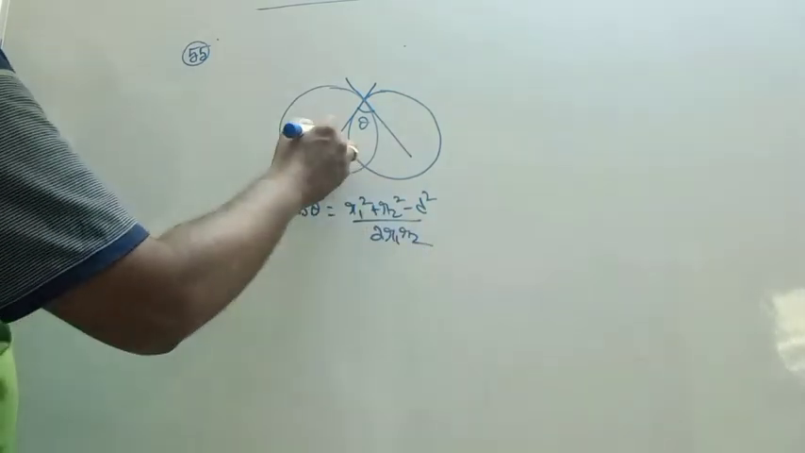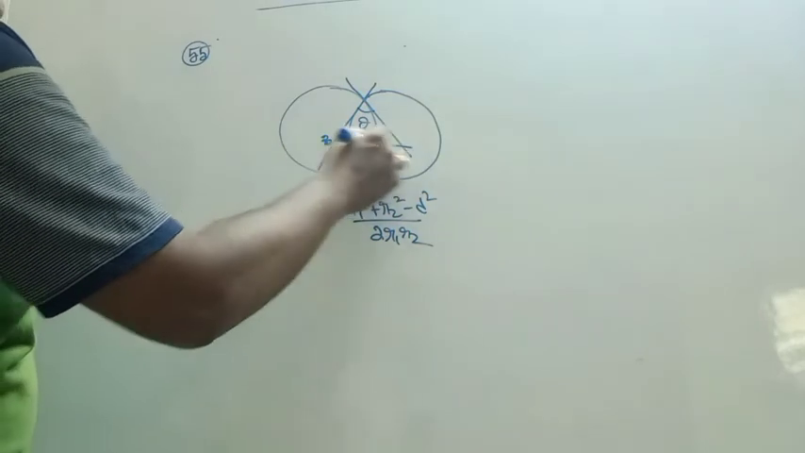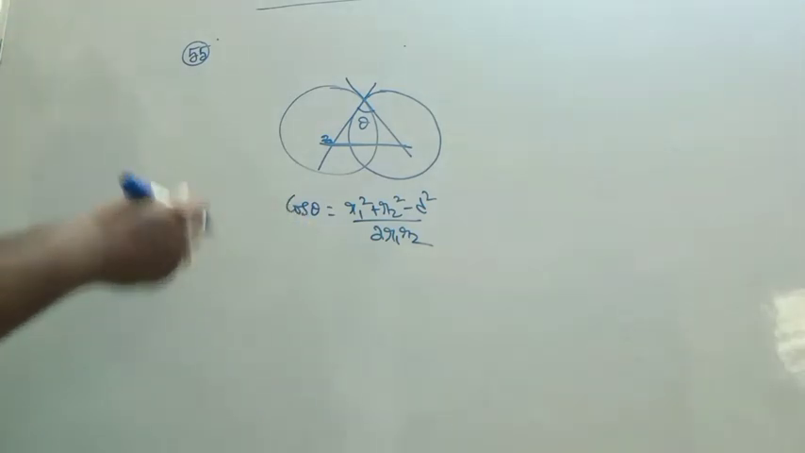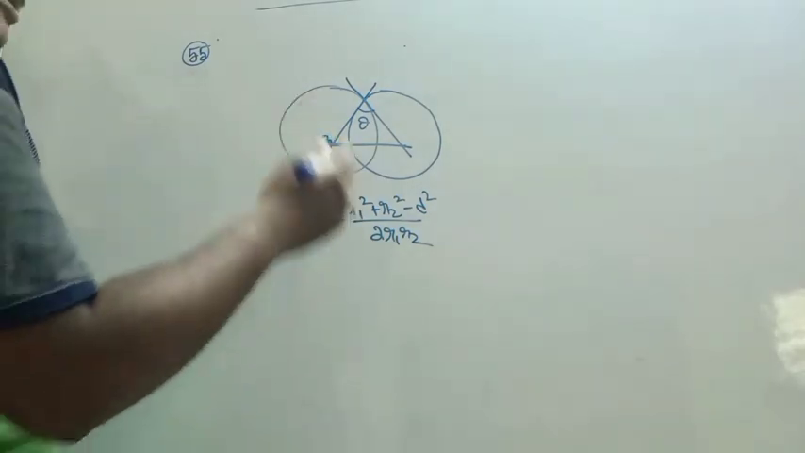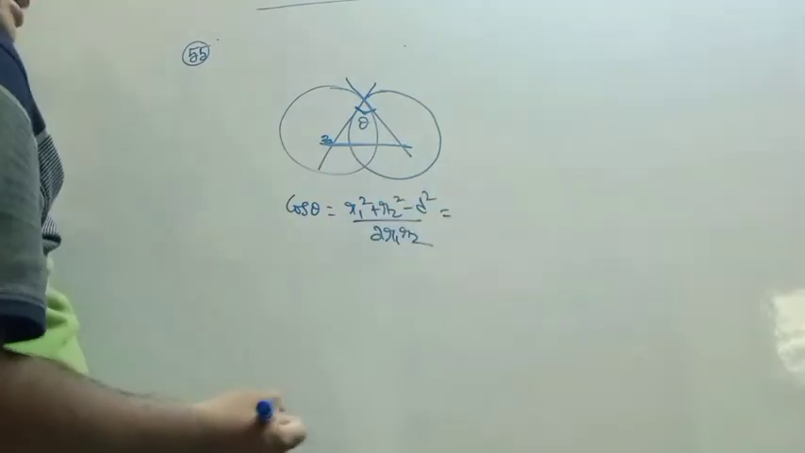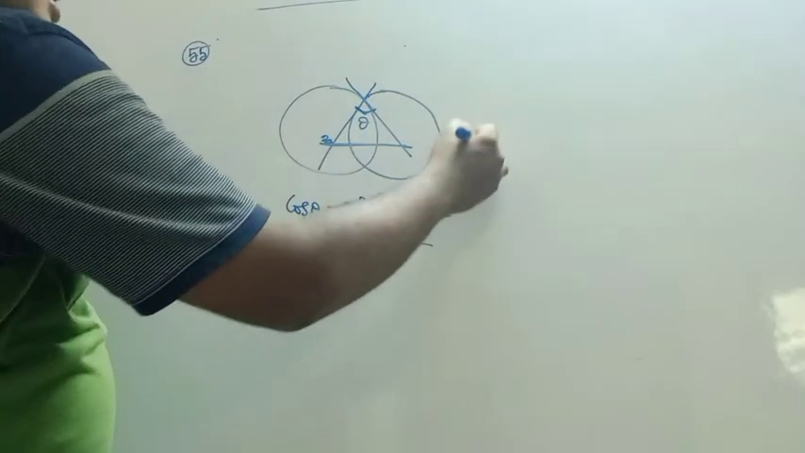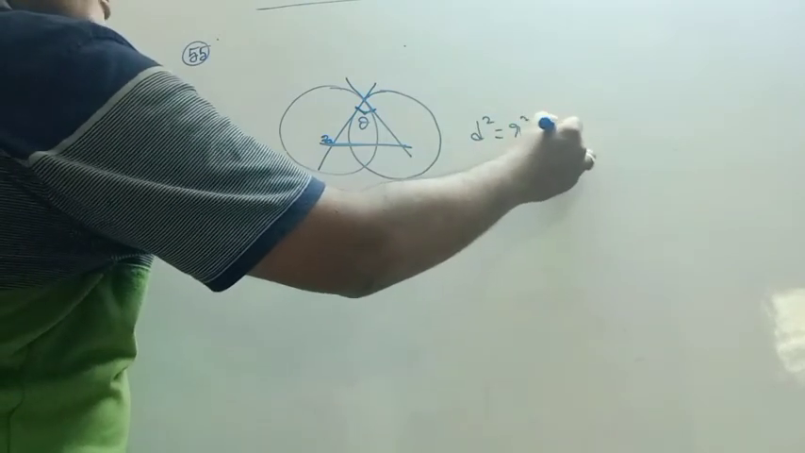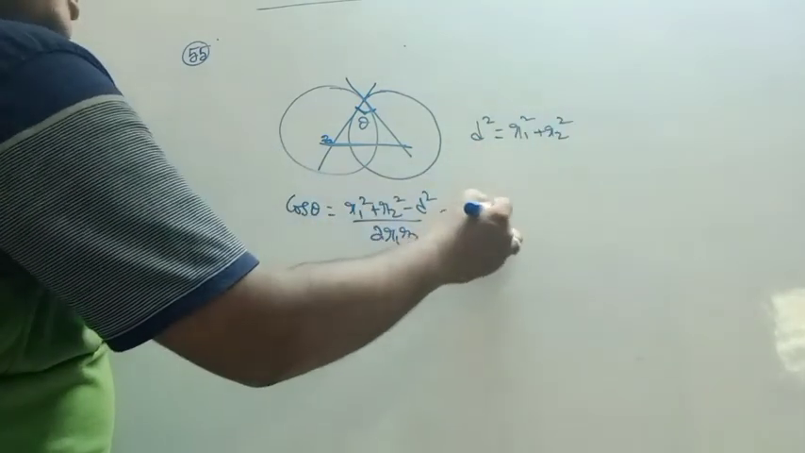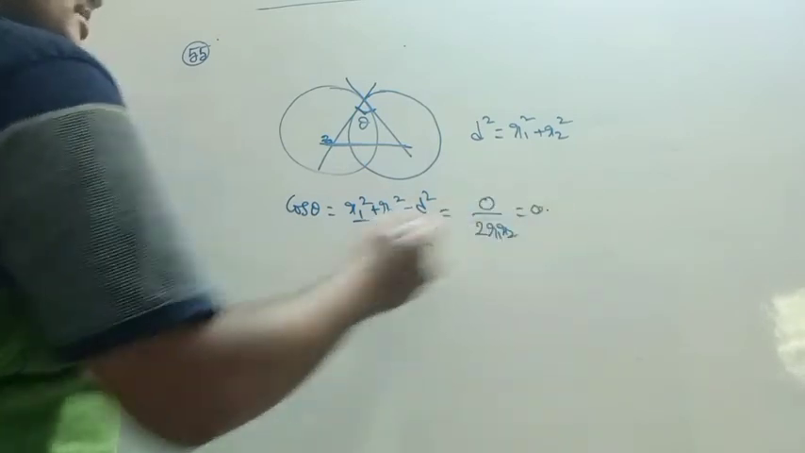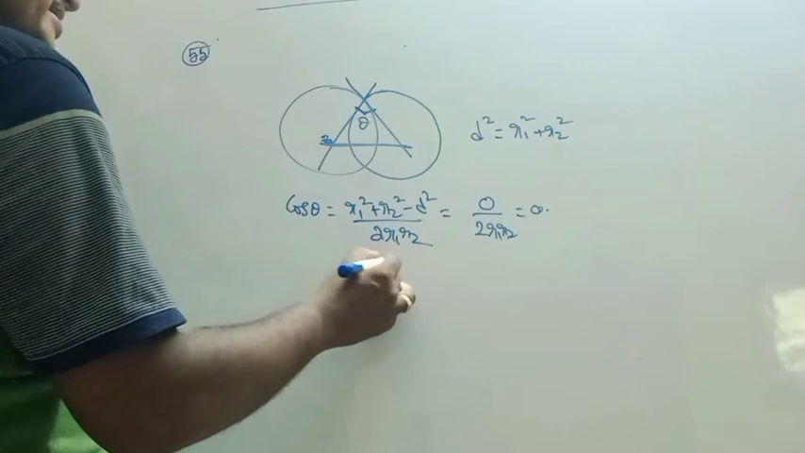If you do these two circles, we are going to get orthogonal circles. That means we are going to get d square equal to r1 square plus r2 square. That means 0 by 2r1 r2. That is 0. That means theta is equal to 90 degrees.